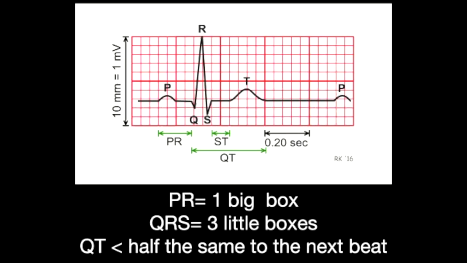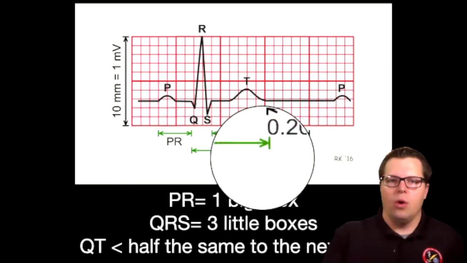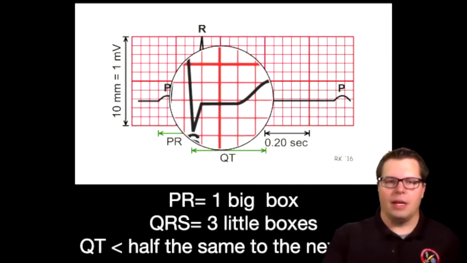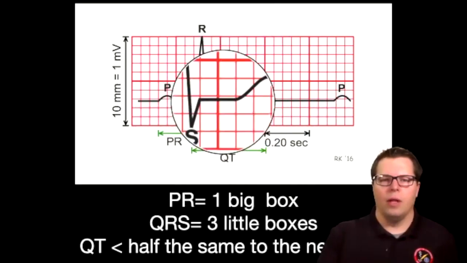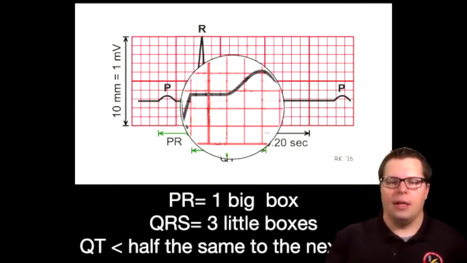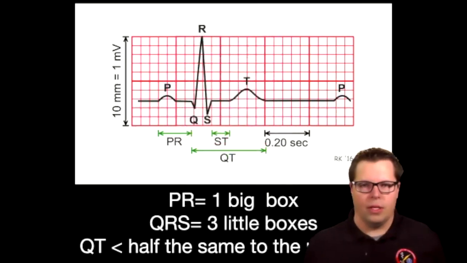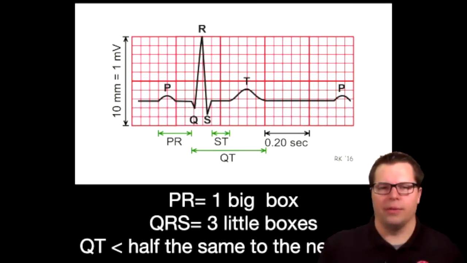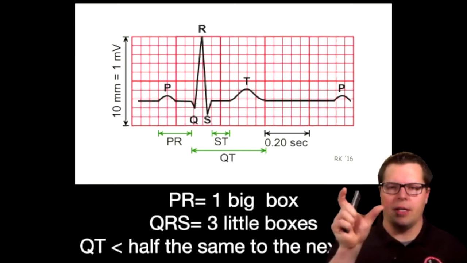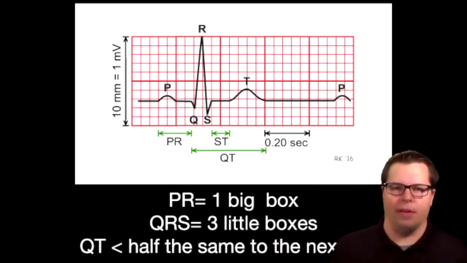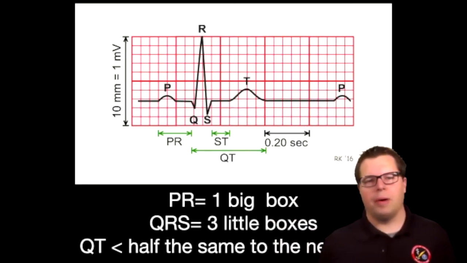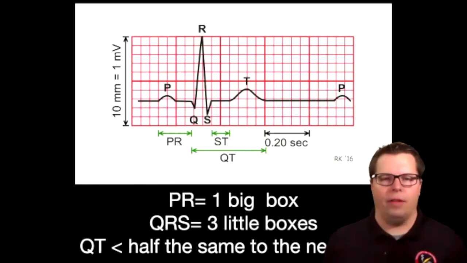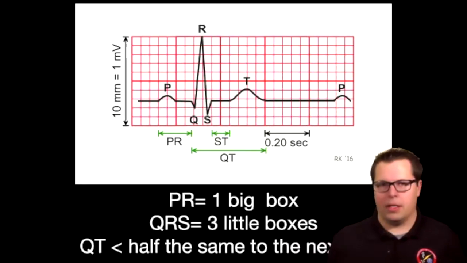That's a long QT, and that just means that there's more time set up where if an electrical signal were to hit sometime in the middle of the QT interval, if another electrical signal were to hit in here, that can cause your heart to go into a dysrhythmia. That's the way that, again, I kind of think about the QT interval. It's how long is the heart in a dangerous period before it resets and it's safe again. So PR interval is one big box, QRS is 3 little boxes, QT is half the time to the next QRS complex.